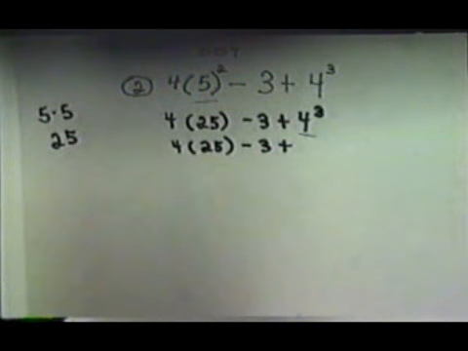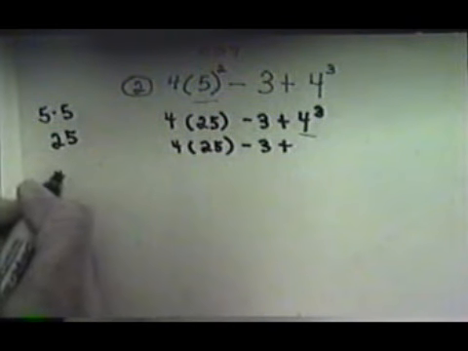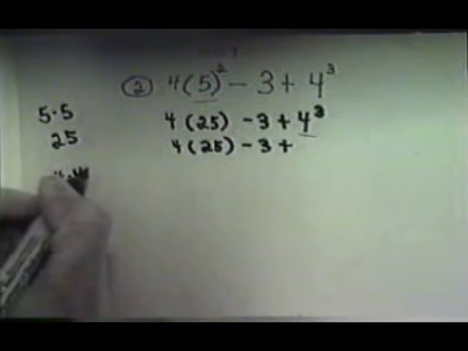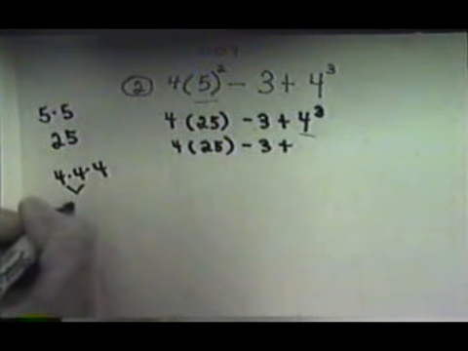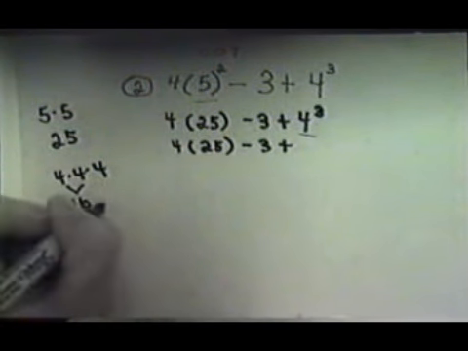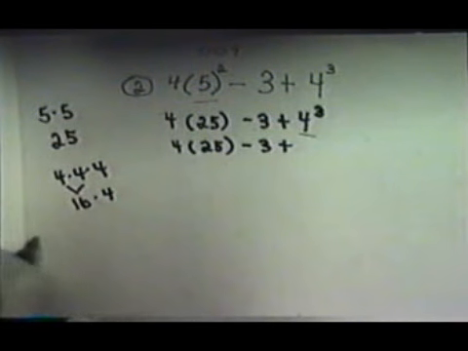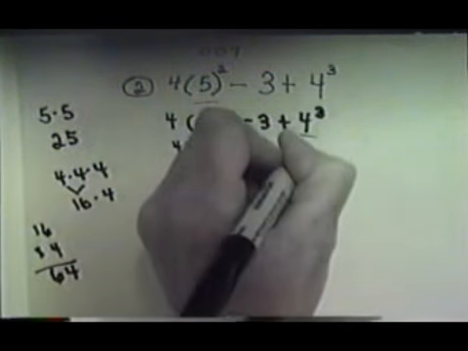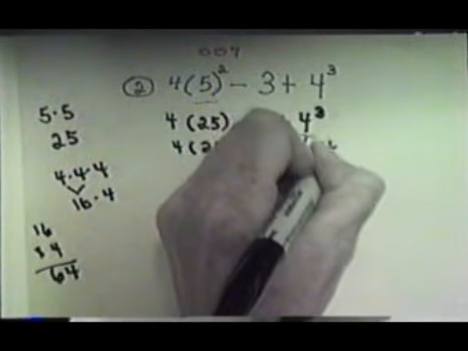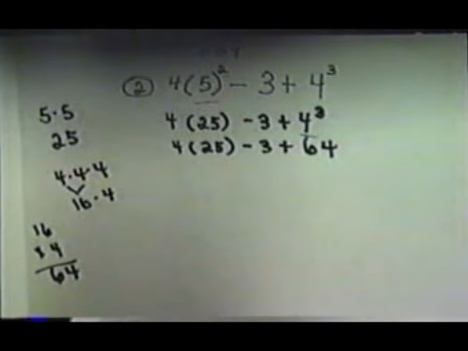And when I come to that 4 cubed, I need to work out and see what it is. So we want to let 4 be a factor 3 times. So if we do that, 4 times 4 is 16. And when I multiply 16 times 4, 4 times 6 is 24, carry my 2, I get 64. So I go over here and fill in 64 for my answer.